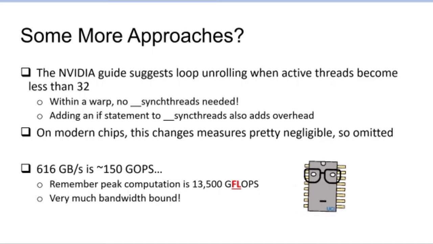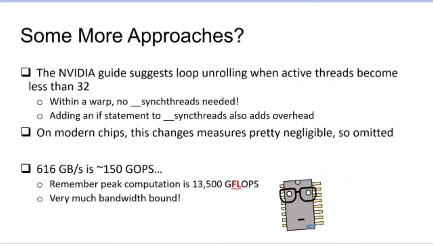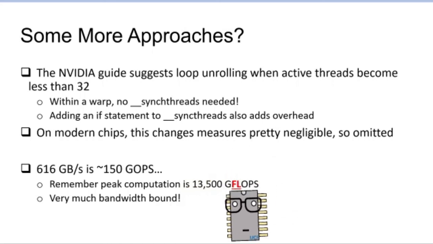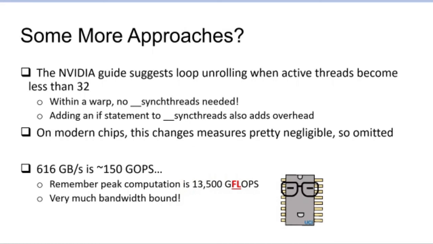Another interesting caveat is that 616 gigabytes per second, which is the backing memory bandwidth, is roughly 150 giga operations per second. So 150 integer adds per second. And remember, the peak catalog performance is in the order of flops, the floating point operations. So it may be different a little bit, but most likely still within at least that ballpark estimate. Remember, the peak computation capabilities of this chip is 13 teraflops, 13,000 gigaflops, which is a far cry away from 150 gigaops. We are still very, very much bandwidth bound if we are just looking at the comparison between the peak internal computation capabilities and the DRAM performance. It is still a very bandwidth bound problem.